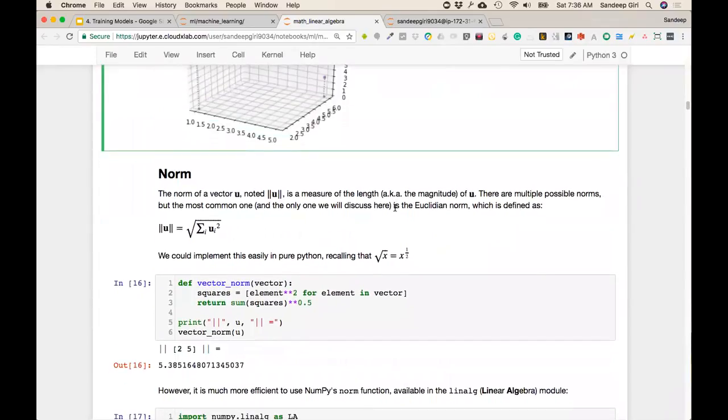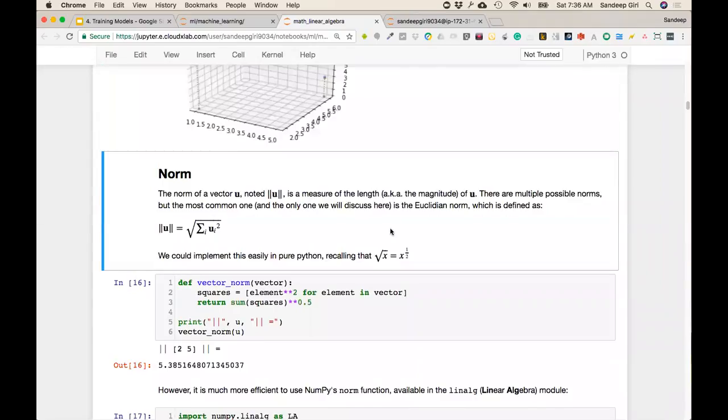So the other important part that we have been using was the sum of square roots, and we have used it multiple times. That is what is defined as the norm of a vector u. We put four lines around it, two on the left, two on the right. It is a measure of length or the magnitude of u. There are multiple possible norms, but the most common one is the Euclidean norm, which is defined like this.